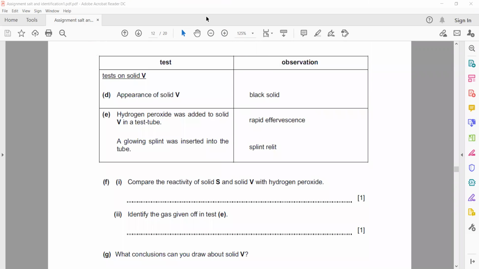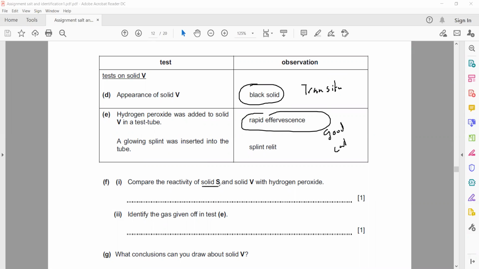Next is the appearance of solid V. How does the solid V appear? It appears as a black solid, so it means it contains a transition element. Hydrogen peroxide, rapid effervescence, so it means it is a better catalyst or a good catalyst.